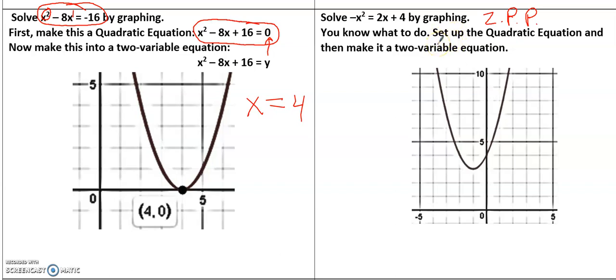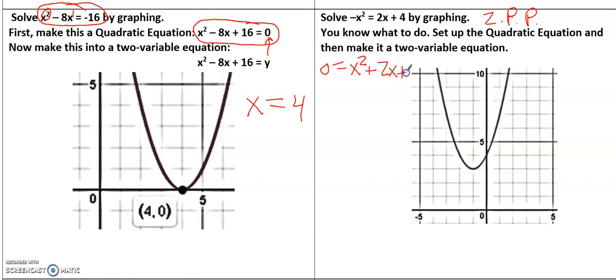This solving by graphing is another way to solve these, and we're going to learn more, but for now, it's another way to solve it. So you know what to do. Set up a quadratic equation. Wait, quadratic equation? What? Oh yeah, ax squared plus bx plus c equals 0. So how can I do that here? I could subtract 2x and subtract 4, or I could just add x squared to both sides. That's what I'm going to do. So I get 0 equals x squared plus 2x plus 4.